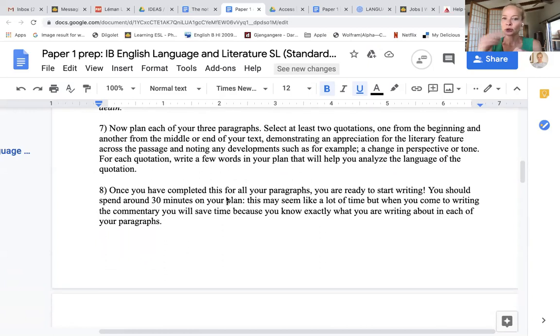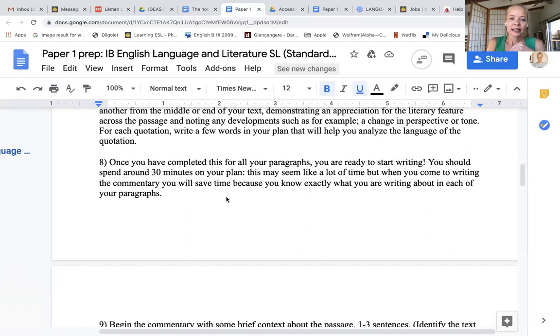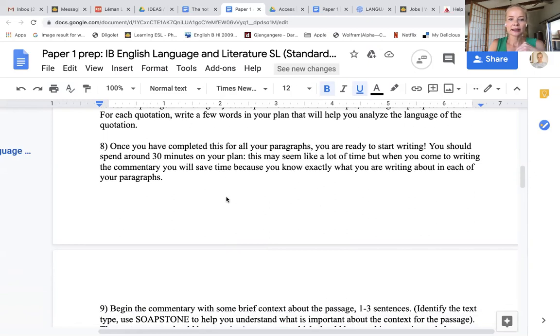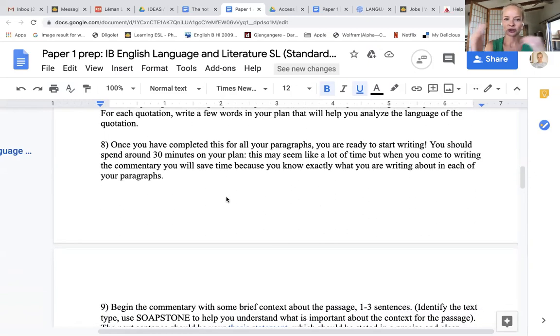So select two quotes for each, one from the beginning, maybe one from the middle or the end, but you probably don't have more than a couple for a one hour and 15-minute essay, when you also include the reading and annotating and all of that. So for each quote, write a few words in an outline that will help you analyze the language in the quote. So once you've completed this for all of your paragraphs, start writing.